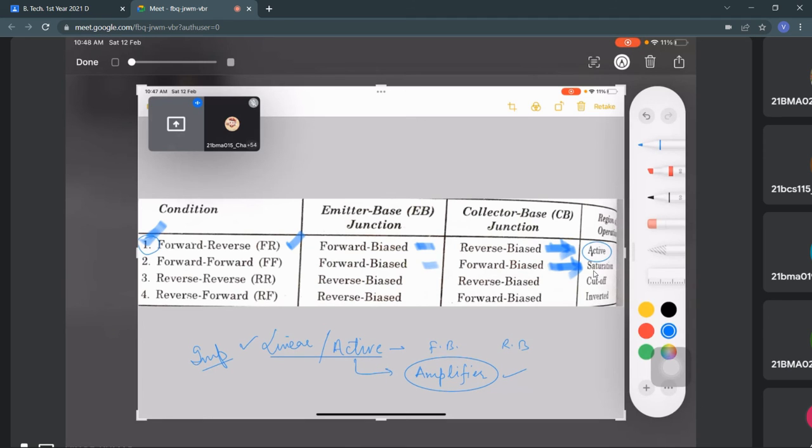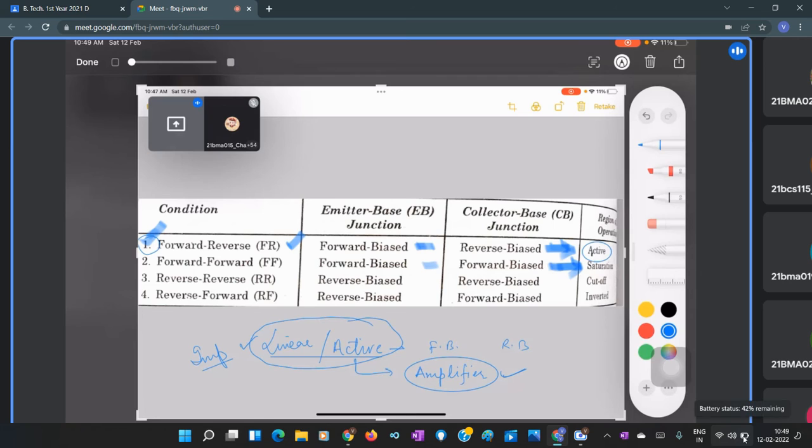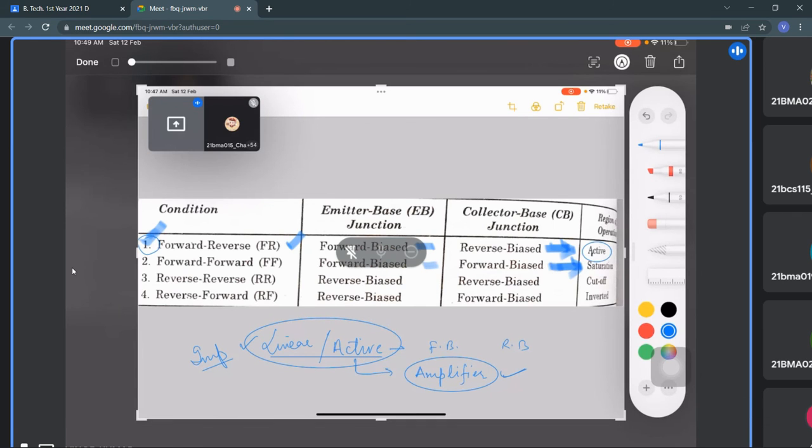Yes, sir. So amplifier is always operating. They are designed with the help of BJT, and BJT we are operating that in the active region actually. That is how we can utilize it as an amplifier. So the biasing is like this one.